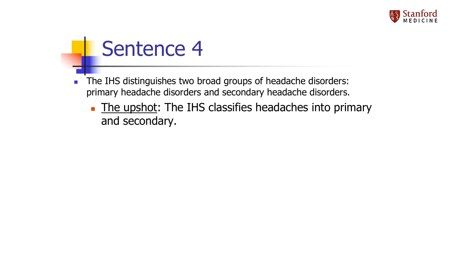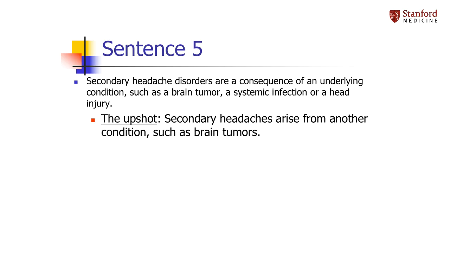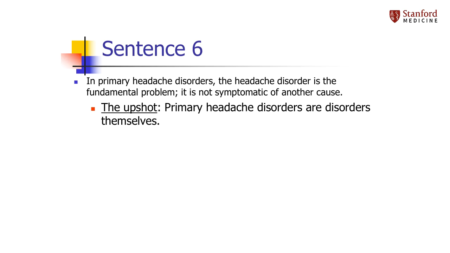Then we get the IHS distinguishes two broad groups of headache disorders, primary headache disorders and secondary headache disorders. Well, that boils down to the International Headache Society classifies headaches into primary and secondary. Then we get secondary headache disorders are a consequence of an underlying condition, such as a brain tumor, a systemic infection, or a head injury. Okay, that boils down to secondary headaches arise from another condition, such as brain tumors.